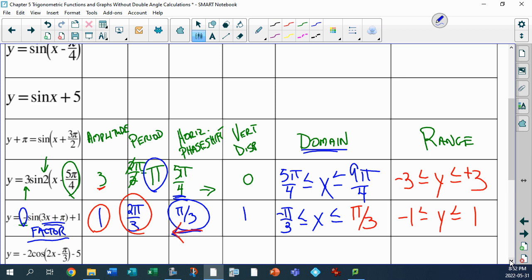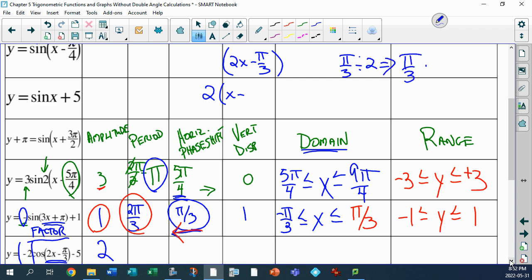Amplitude. Remember, absolute value of this guy. The amplitude is 2. Don't forget to factor this guy out. So you're going to take out a 2, right? Right now it's 2x minus pi over 3. Take the 2 out. That means dividing everything by 2. So divide this out by 2 leaves you with an x. That's still a minus, but don't forget, pi over 3 divided by 2 is the same as saying pi over 3 times 1 over 2. So this, in fact, becomes pi over 6.